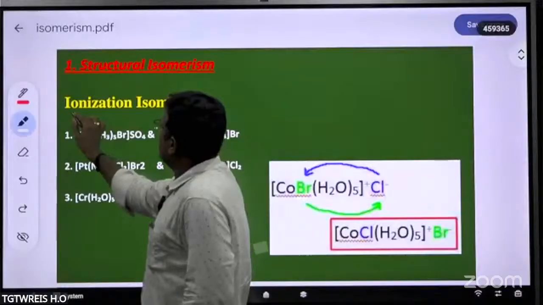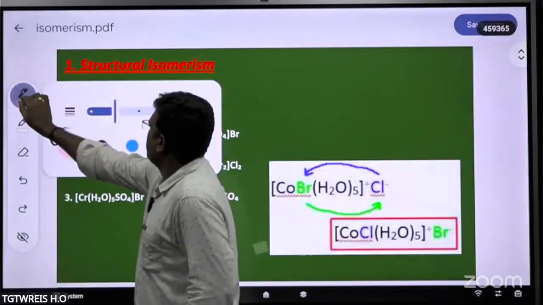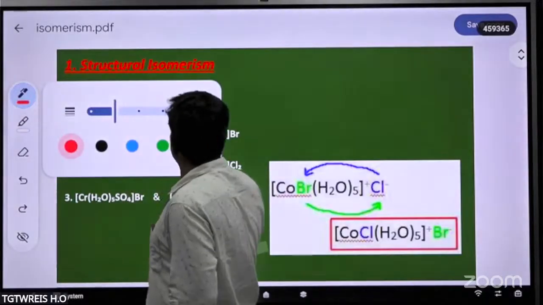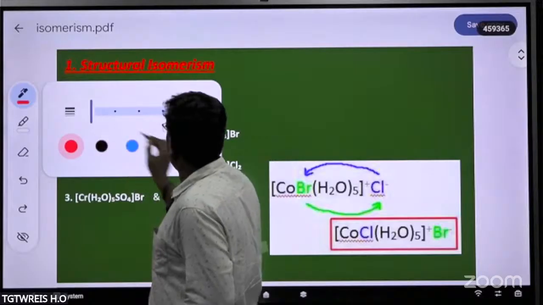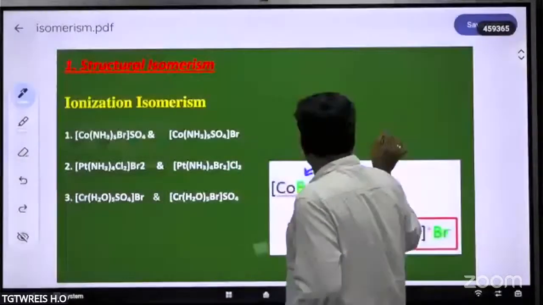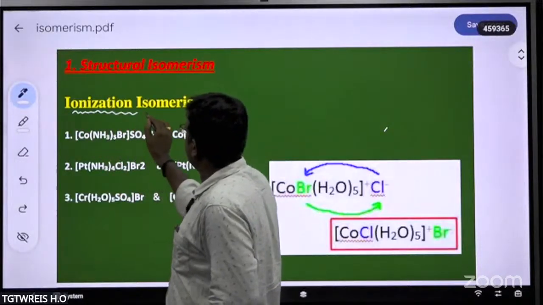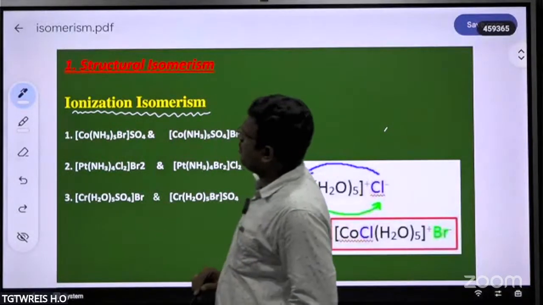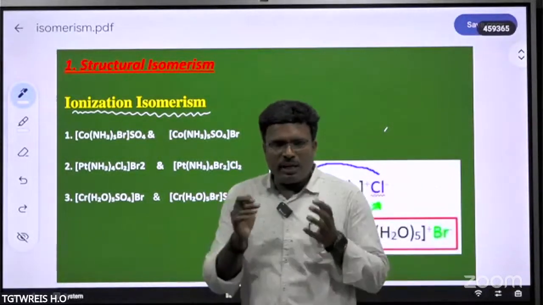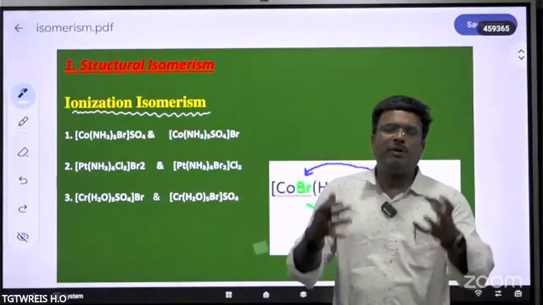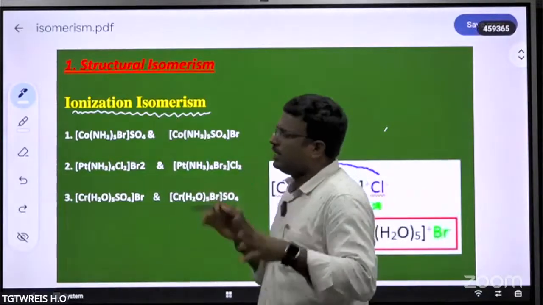So in structural isomerism, the number one is what is called here. The first one is ionization isomerism. Very, very important. Ionization. You know what ionization means, so in case the ions are different in the given coordination compounds, those isomers are called ionization isomerism.